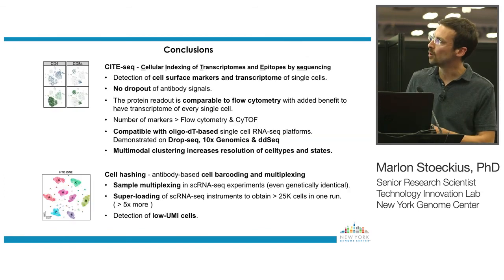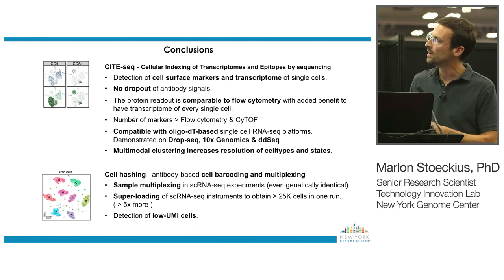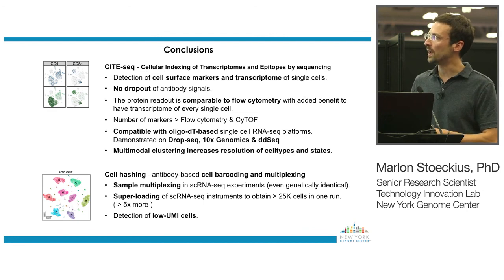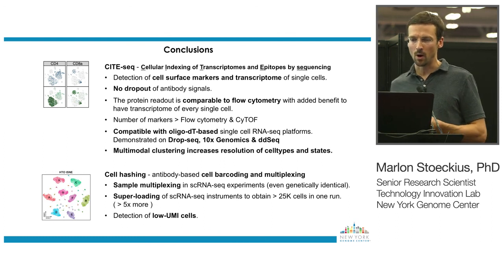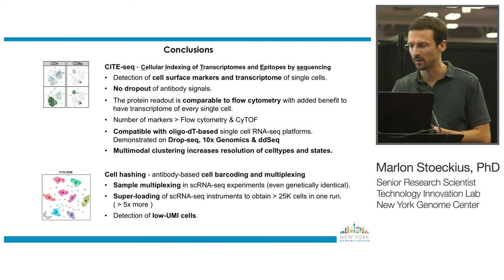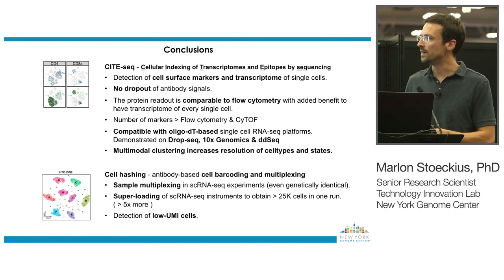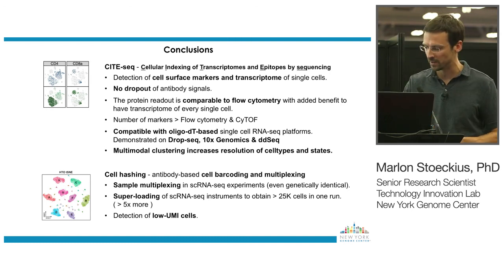So with this, I would like to close by saying, first, CITE-seq allows you to measure the immunophenotype and the transcriptomes of many single cells in parallel. There's no dropout of antibody signal. And we think that the signal that you get is very comparable to flow cytometry, but you can measure many more markers. So we went up to over 90 markers now, relatively easily. And it's compatible with all oligo-dT-based single-cell RNA sequencing workflows. And the multimodal clustering has the power of resolving your sample much more deeply compared to before. Cell hashing allows you to multiplex different samples, but also superload single-cell RNA sequencing instruments. And you have an added benefit that you might resolve low UMI cells, or very small cells, that would otherwise be lost in your data sets.